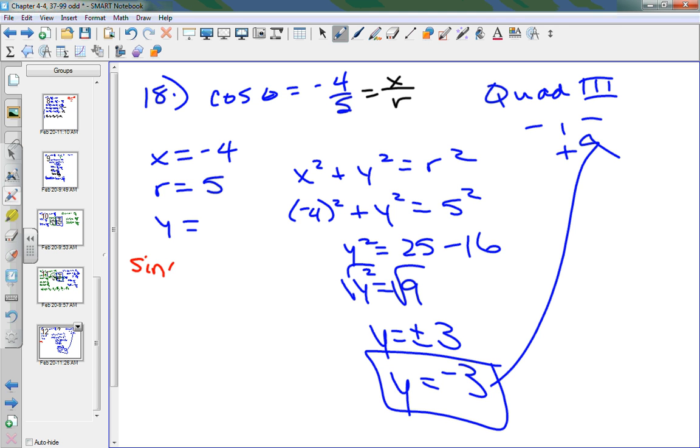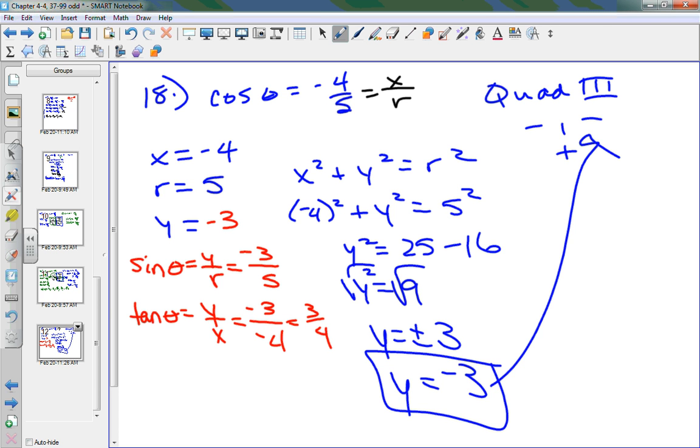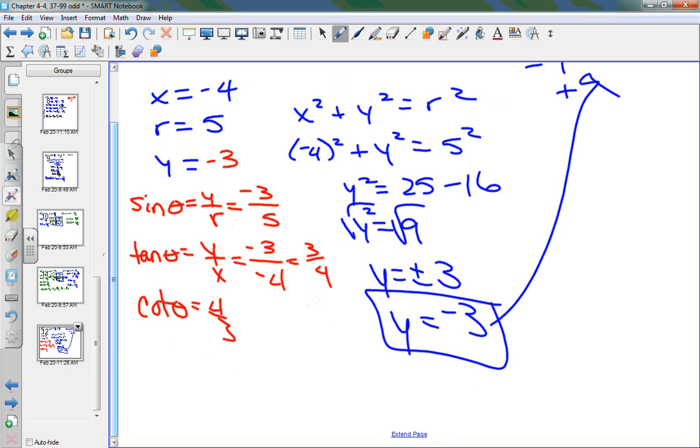Well, sine of theta is going to be y over r, so that's going to be -3 over 5. Tangent is going to be y over x, which is -3 over -4 to give you 3/4. So that means I know cotangent, which is going to be 4/3, which means I know cosecant, which is going to be -5 over 3, which means I know secant, -5 over 4.